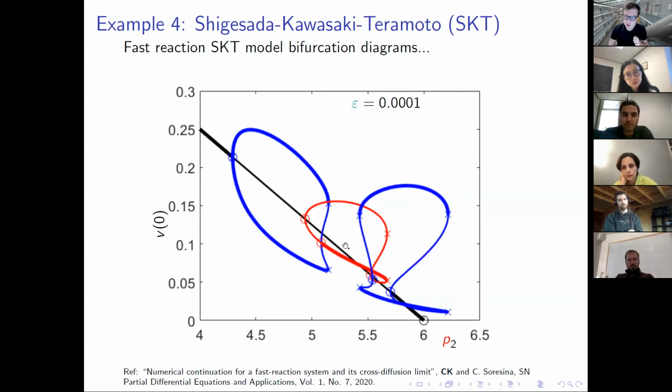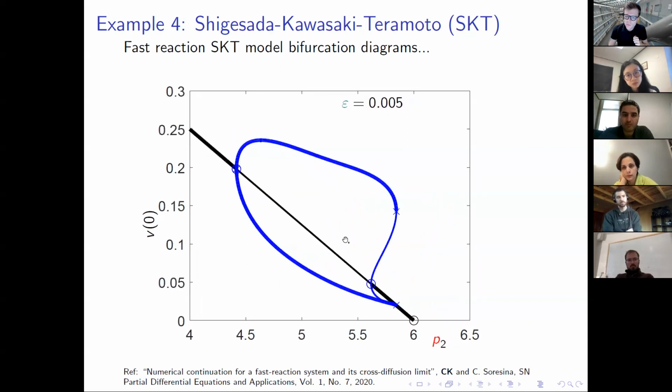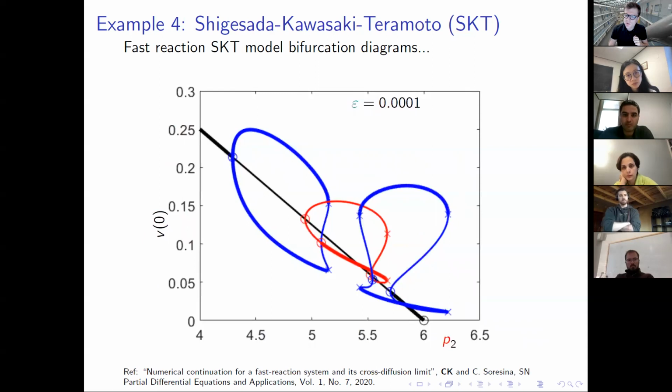Yeah, but in practical terms, lots of stuff happens when you move towards this epsilon equal to 0 limit in this model. And numerics can tell you this quite easily, namely that all these patterns are branching off from the initial branch. Okay. So you see that.